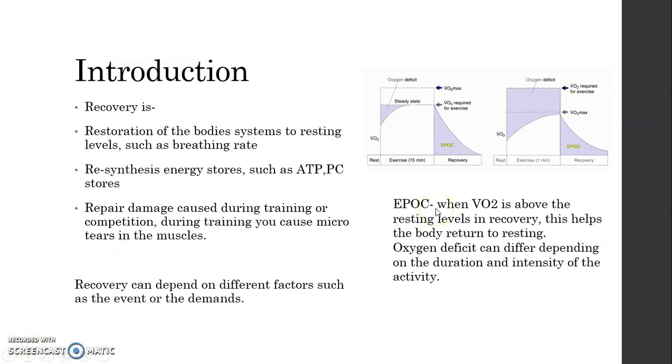EPOC is when the VO2 is above the resting levels in recovery. This is to help the body return to resting levels. Oxygen deficiency can differ depending on the duration of the activity. For example, as you can see on the right hand side, we have a much higher intensity but a very low duration, compared to on the left side where it's more of a moderate duration and we'd presume moderate intensity.